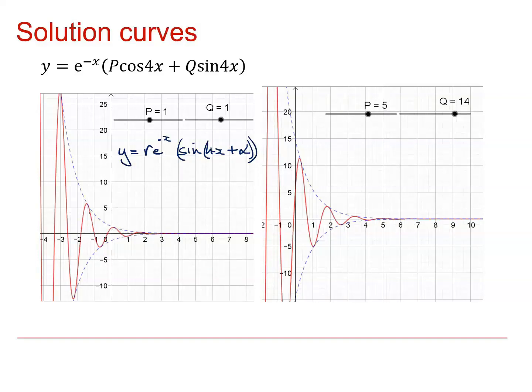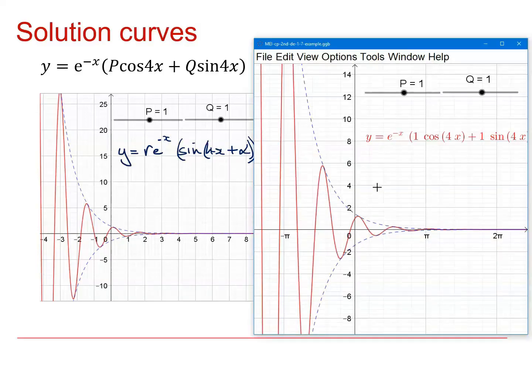And so what's happening is that this red line, the plot itself, is an oscillating function. It's a sine type function oscillating with a frequency of 4, and it's oscillating within the confines of this R e to the minus x function.